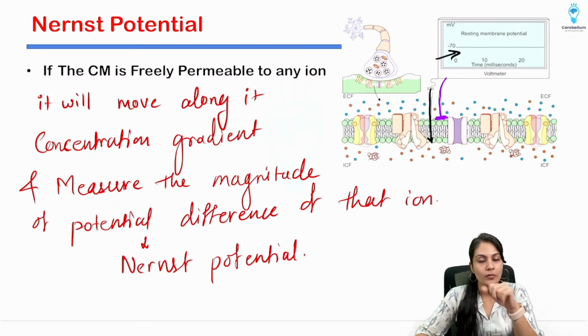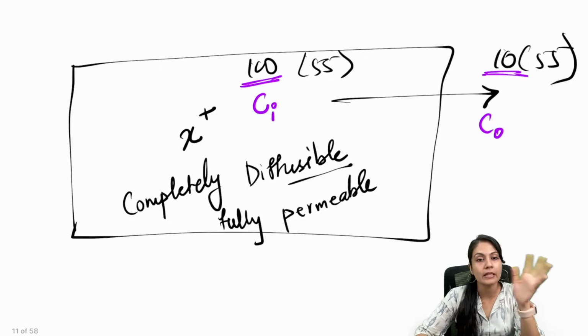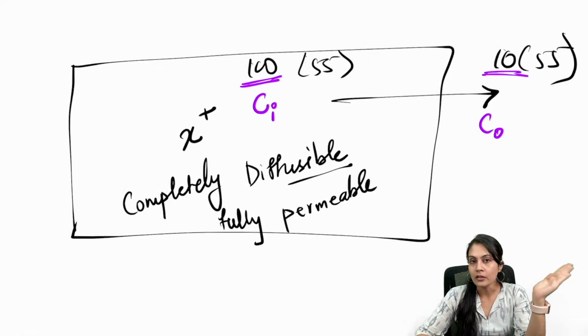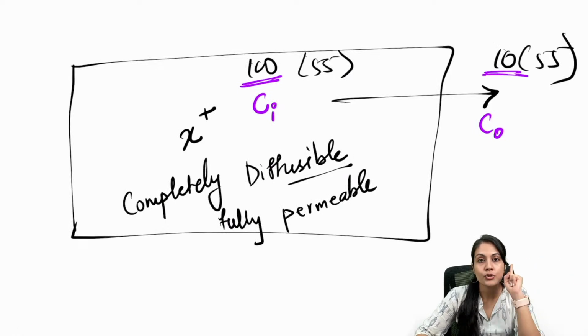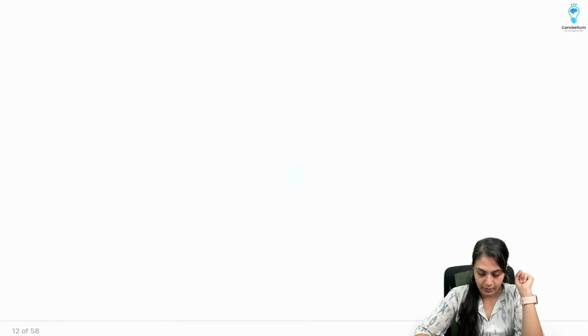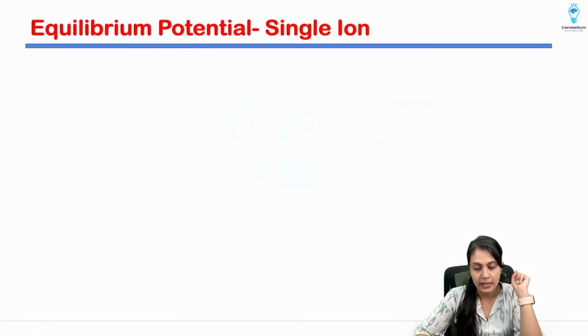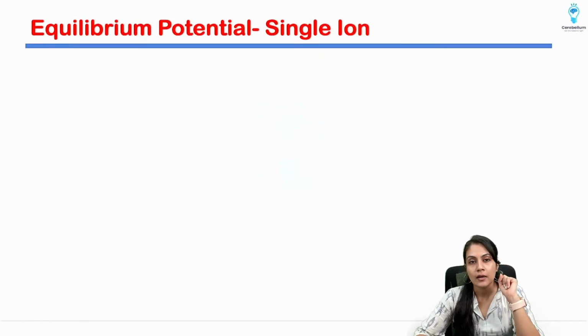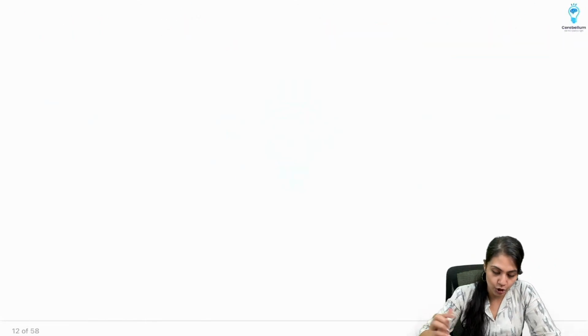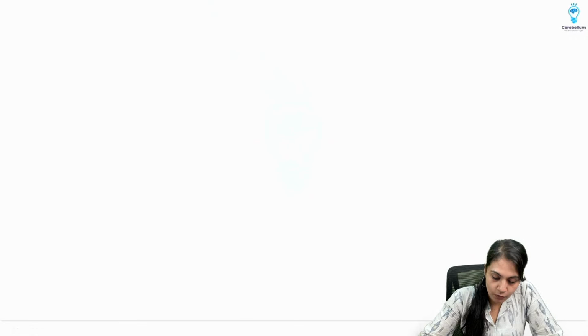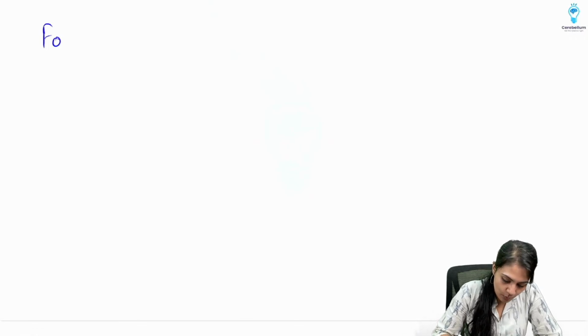Now understand, the Nernst potential is for a single ion. We haven't taken any other ion and any other conditions over here. It should be for one and only one ion. So this Nernst potential is also called the equilibrium potential. And the formula that has been given by Nernst is, let's write the formula over here.